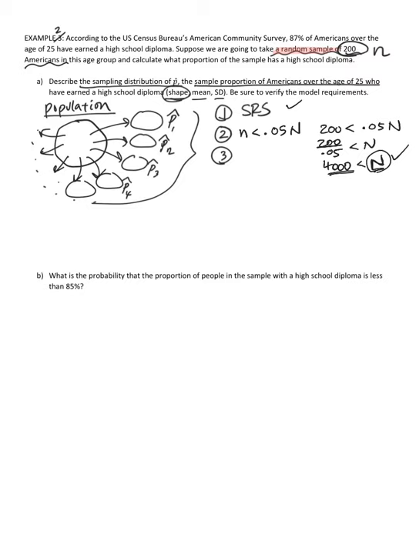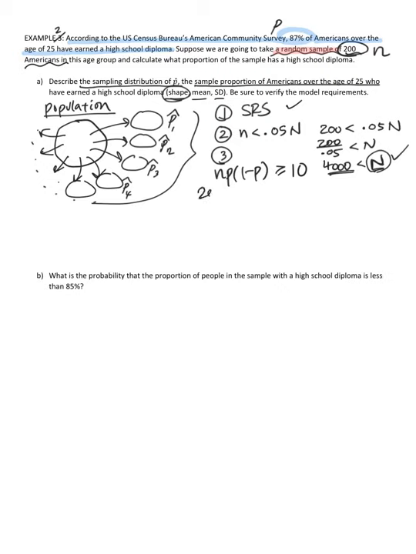Okay, number 3, n times p times 1 minus p. Is this greater than or equal to 10? So p, that's the population proportion. That's right here. According to the U.S. Census Bureau's American Community Survey, 87% of Americans over the age of 25 have earned a high school diploma. So that's p right here, the population proportion.